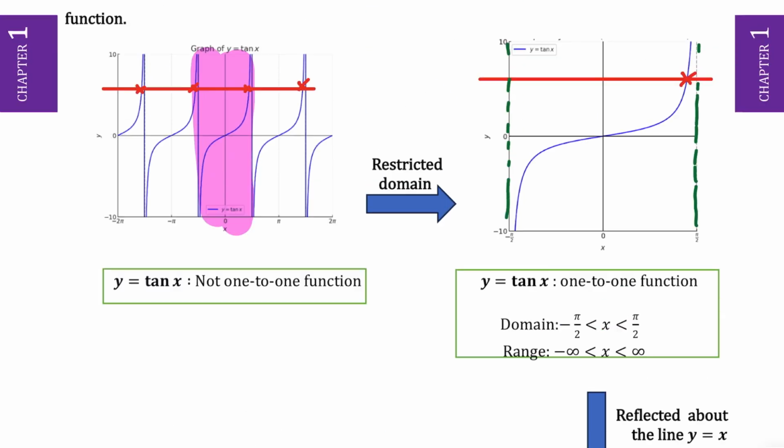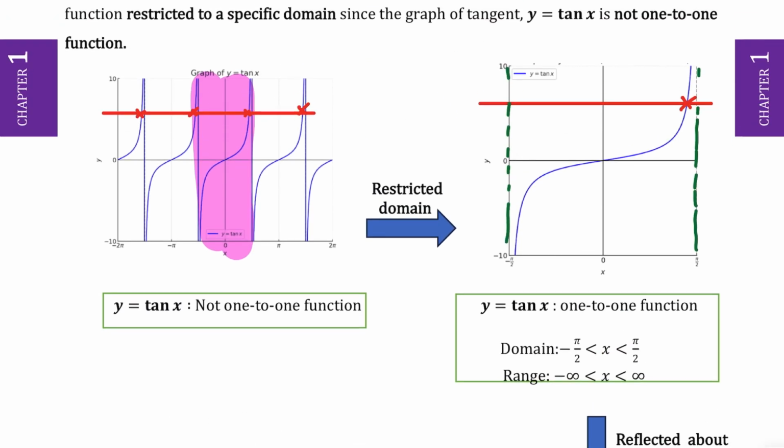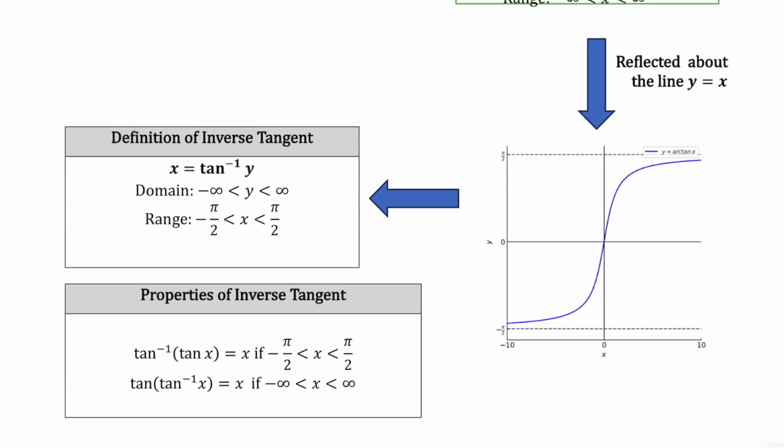And let's see your range. This one is going to negative infinity, and up here is going to positive infinity. So your range will be from negative infinity until infinity, and again you cannot touch negative infinity or infinity. Let's see the reflected line. You just exchange x and y and reflect about the line y equal to x. So this is your graph for inverse tangent.